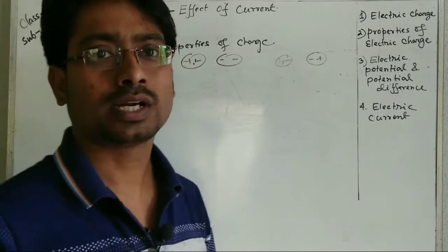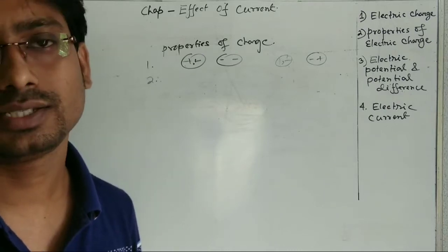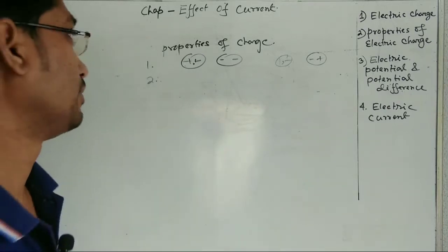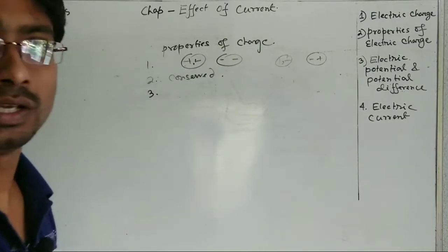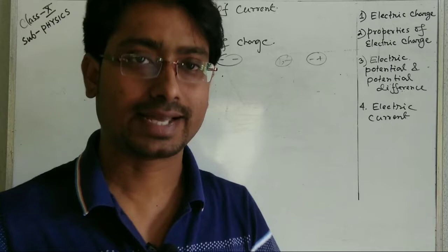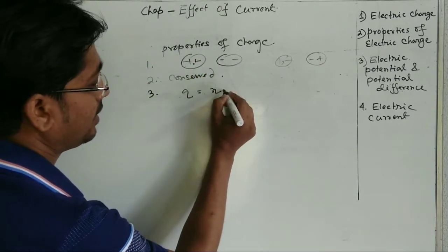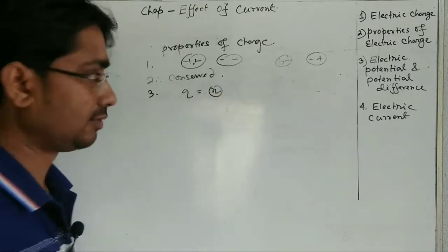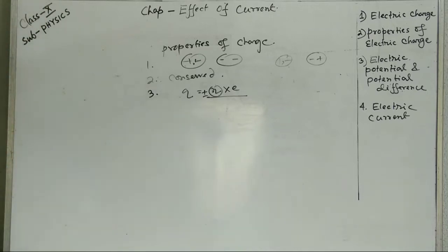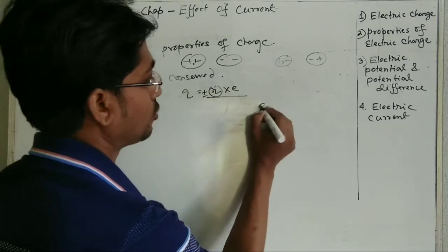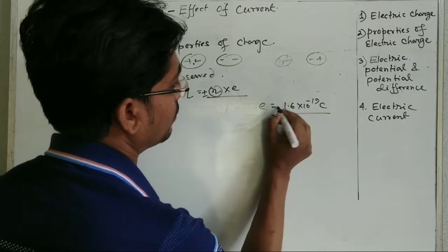Second property: total charge will be conserved for an isolated system. Total charge before a reaction and after a reaction will be conserved for an isolated system. Charges are conserved. Number 3: charges are also quantized. That means total charge will be some integer multiplied by the charge of the electron. Q is equal to plus or minus Ne, where e is the charge of the electron, that is 1.6 into 10 to the power minus 19 coulomb.